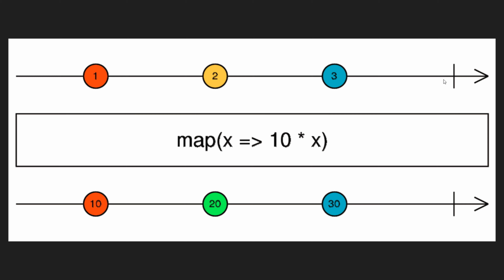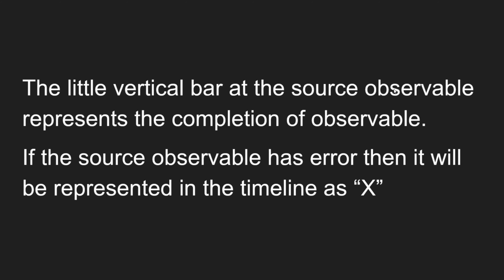Now you have to understand that if the vertical line is there, the observable will be completed at a particular period of time. If there is an X symbol, the observable will be throwing an error. If there is no symbol like that, this is an infinite observable, so it will go on emitting the values over a period of time.